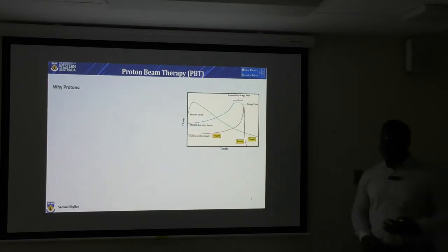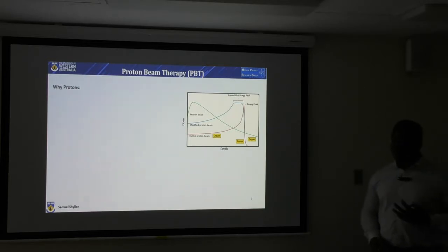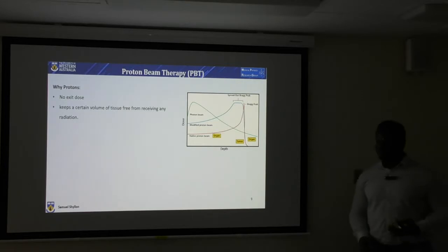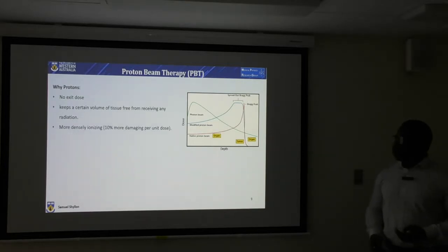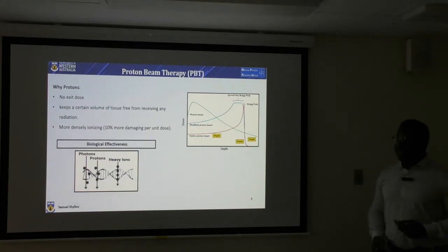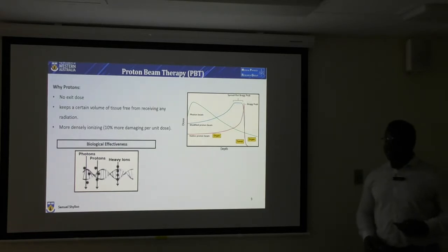This is because protons are perfect for SBRT. They have a favorable depth-dose relationship. Most of the energy for the protons is deposited at the end of its range, and they have no exit dose. This means a certain volume is kept free from receiving any radiation. Also, protons are more densely ionizing, meaning they are more biologically damaging. And the current clinical practice is to assign a 10% increase to the dose for protons per unit dose to reflect that increased biological effectiveness.